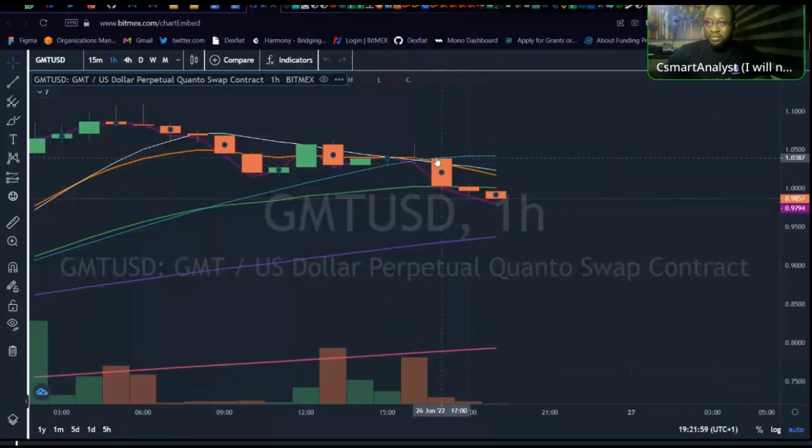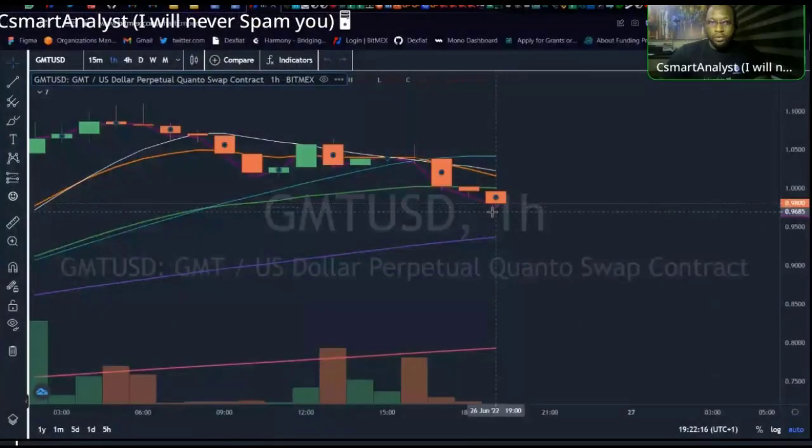The reason I actually called a short for GMT was because of this candle. It fully engulfed my 8th moving average. When it engulfed and closed below it, I had already opened here anyway. That's a signal for downtrend. And look at what has been happening. It's been going downtrend since then.